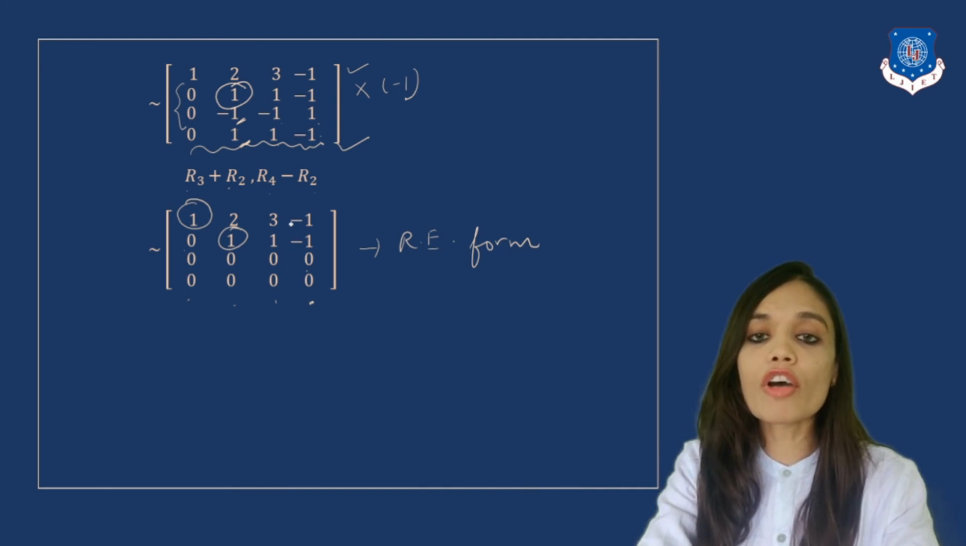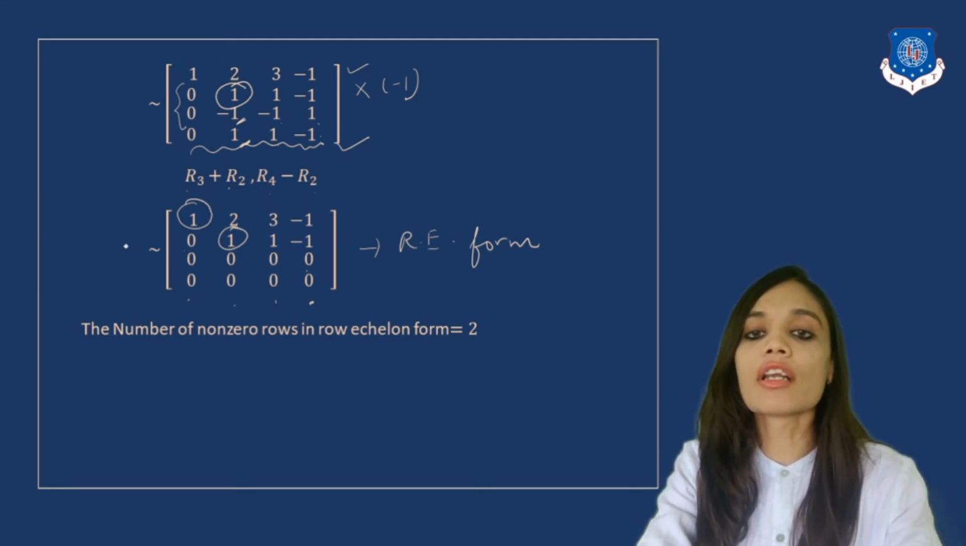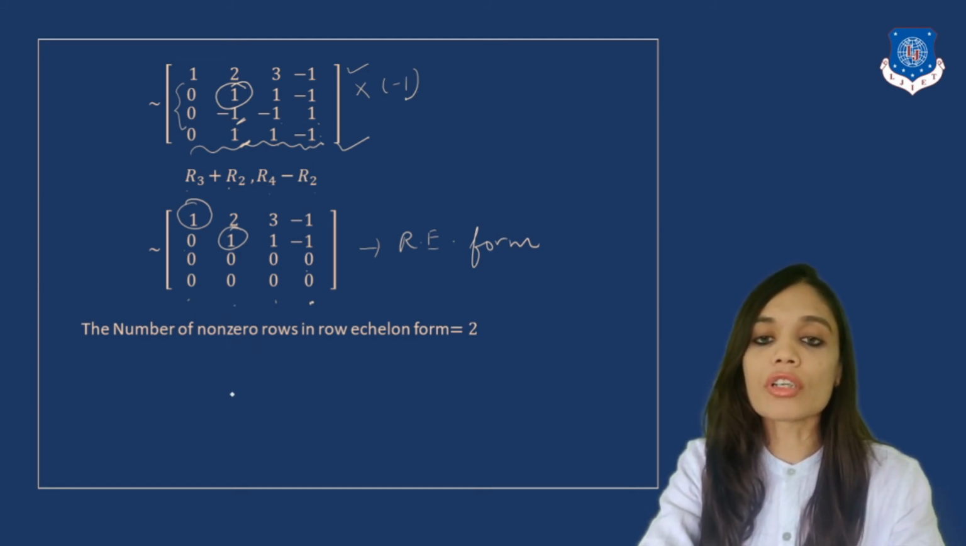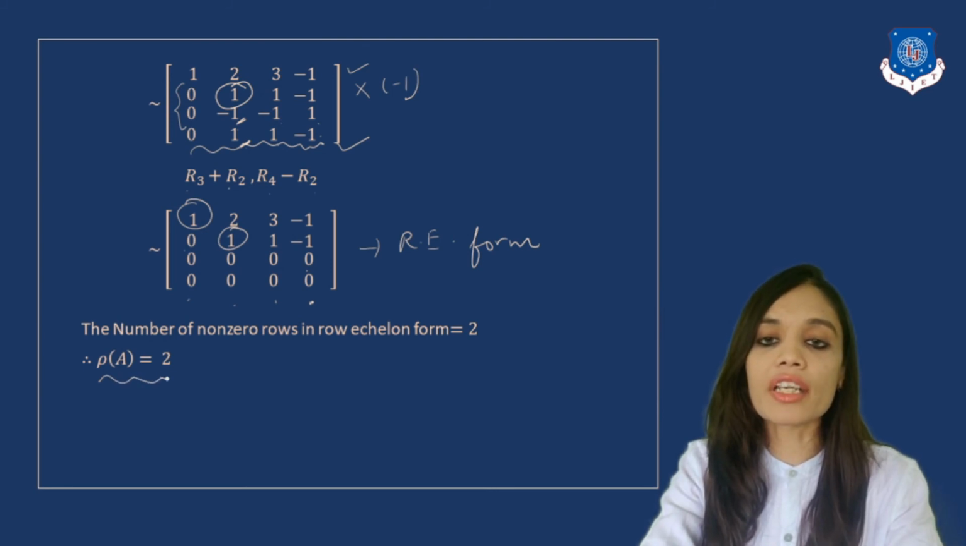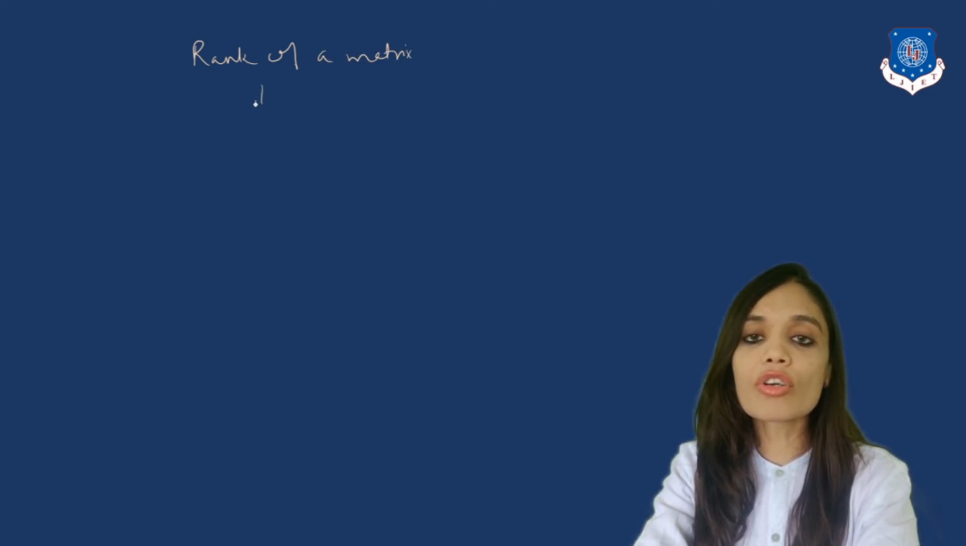Now count the number of non-zero rows. So there are in all 2 non-zero rows in the row echelon form, right? Therefore, the rank of the given matrix will be equal to what? 2, right? So in today's session, we have studied the following topic, that is rank of a matrix, right? Which is denoted by rank of A.